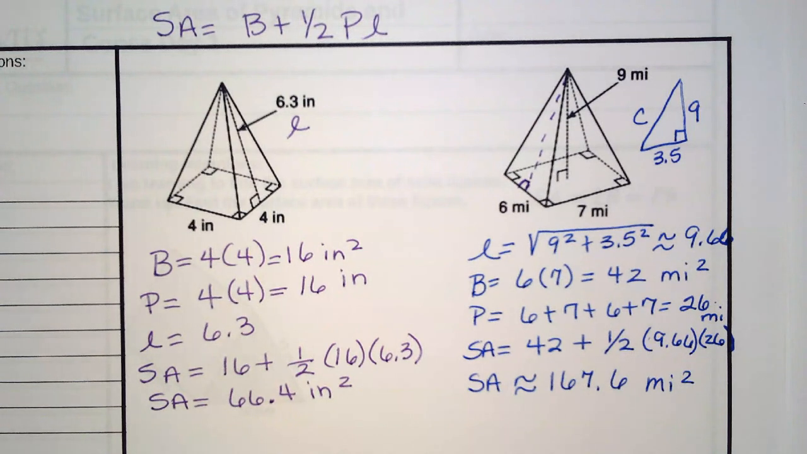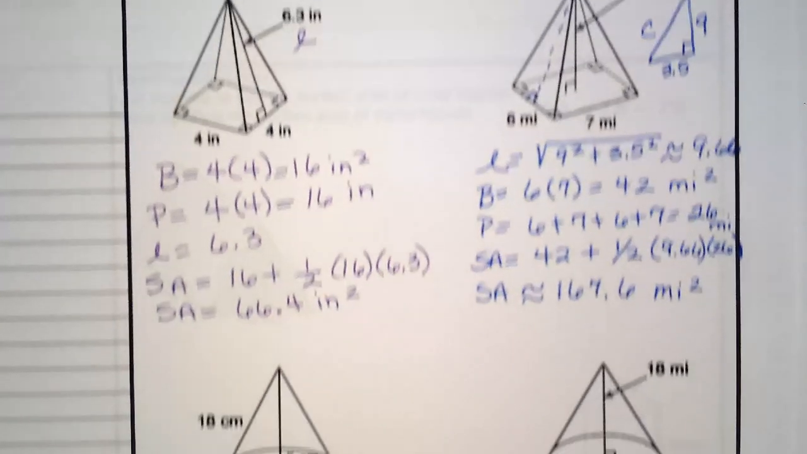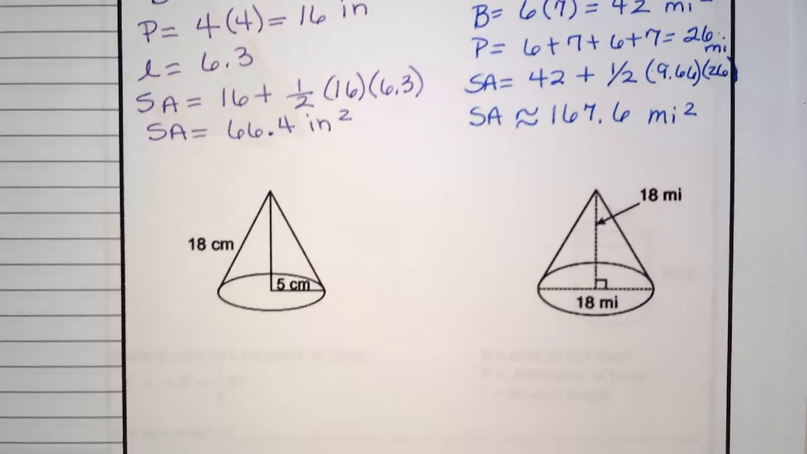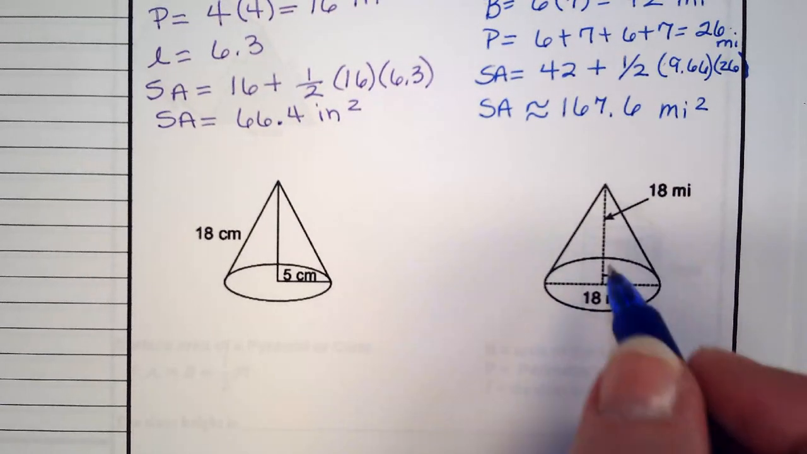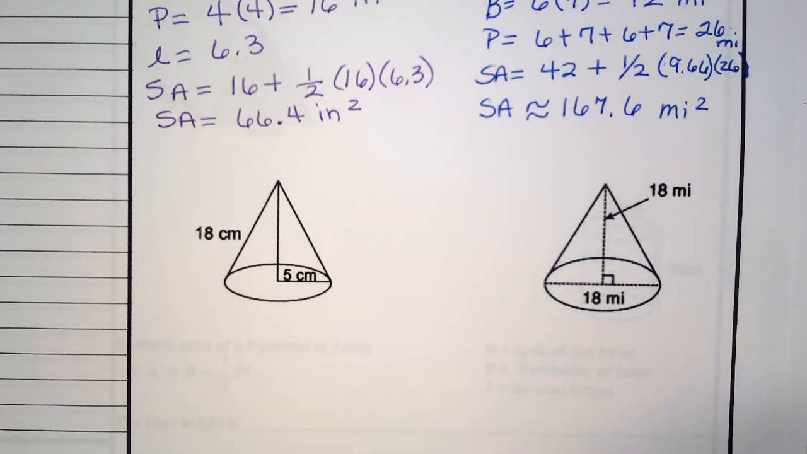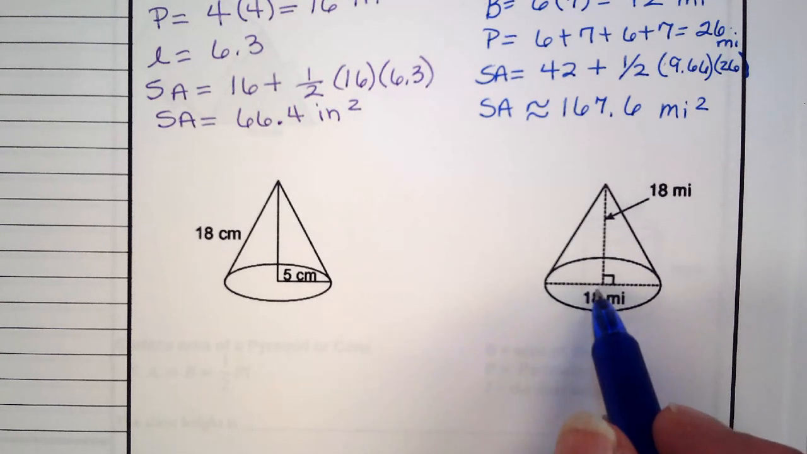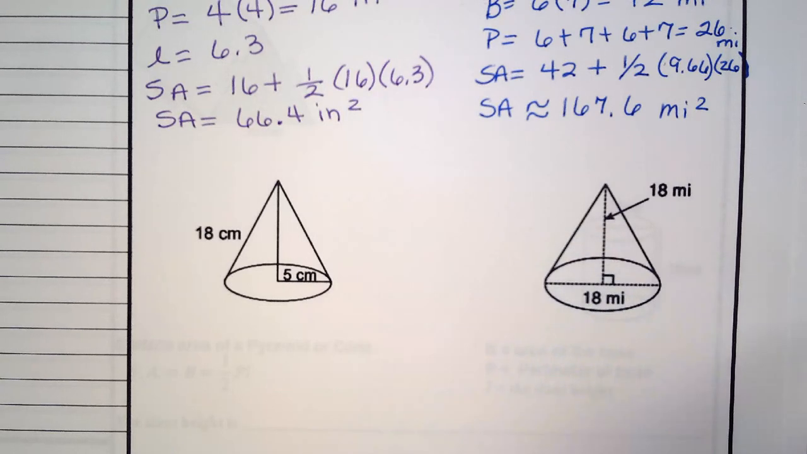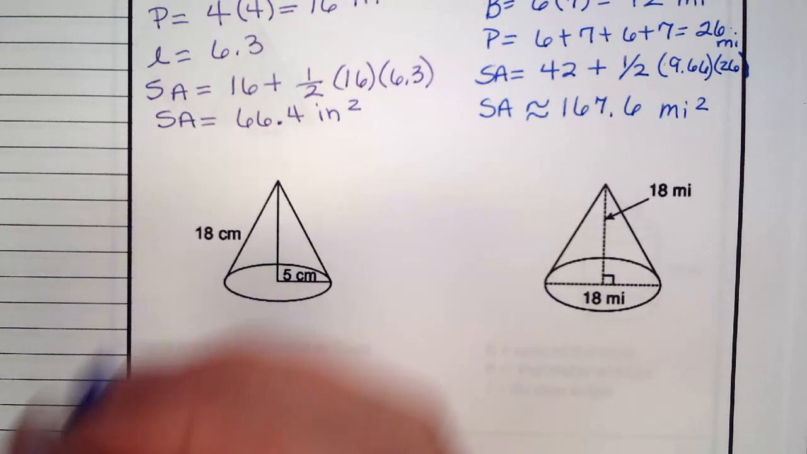Okay, the cones are the same. If you know the slant height, you just plug and chug. If you don't know the slant height, then you've got to use Pythagorean's theorem, because the height of the cone creates a right triangle between the base and the edge. So on the first one, we know our slant height.